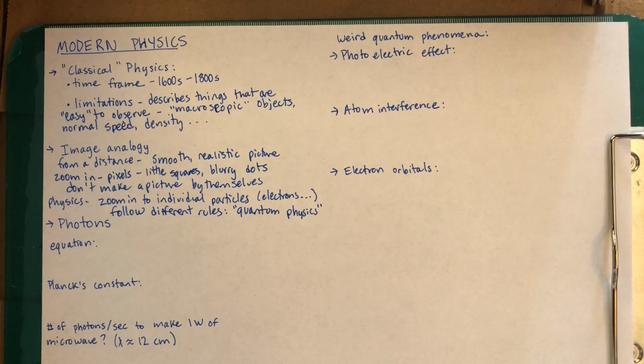So studying how does an individual atom interact with another atom? How does an electron interact with a proton on a tiny scale? Those questions have to be answered using different rules than just the equations that we're used to for dealing with large objects.